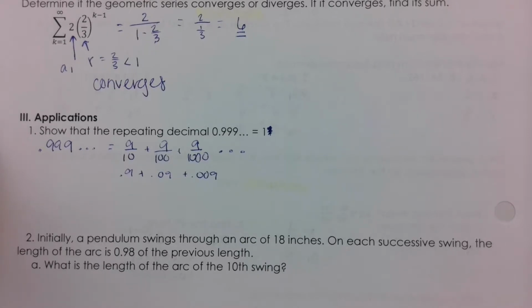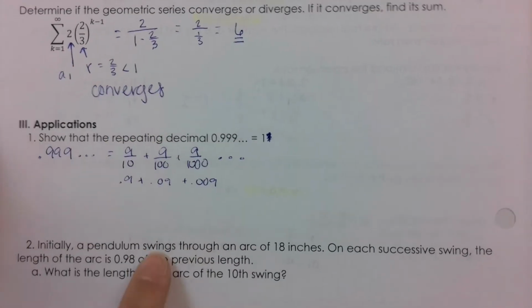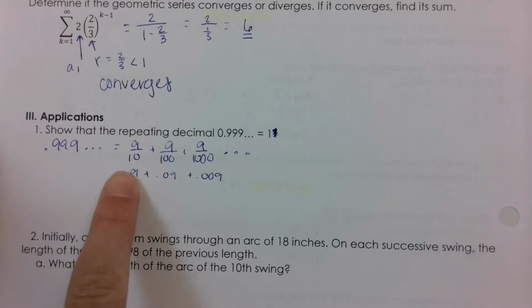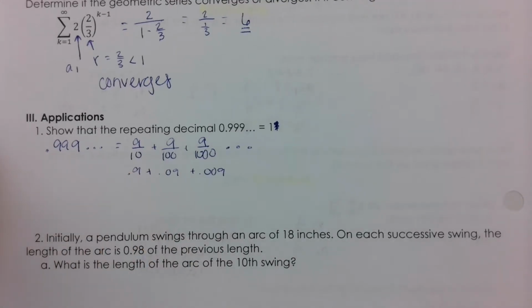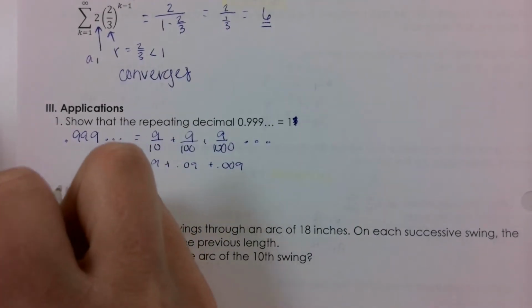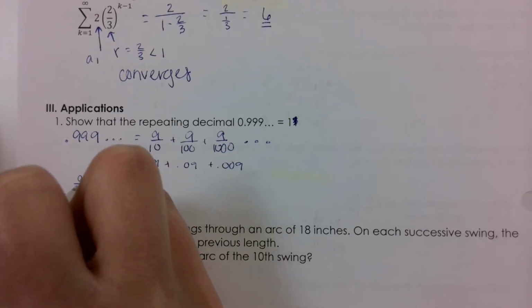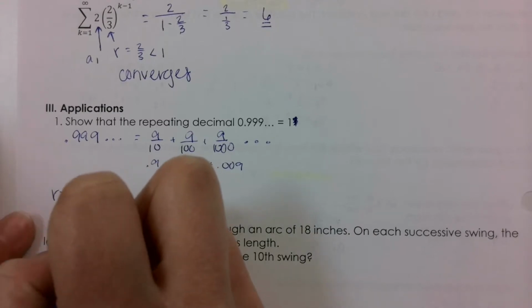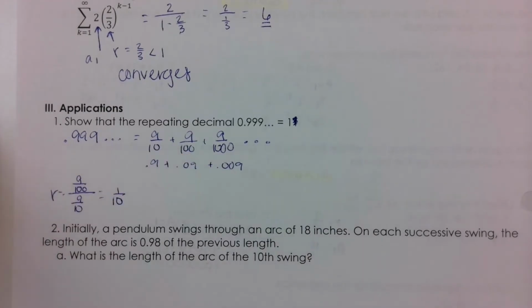So we want to write essentially a rule like we did up here for this. We need our first term, which we have, 9 over 10. And then we need a common ratio. How are we going to find that? You could divide your second term by your first term. So 9 over 100 divided by 9 over 10. I'm going to write that over here. And we end up with 1/10 there. Is that all right?